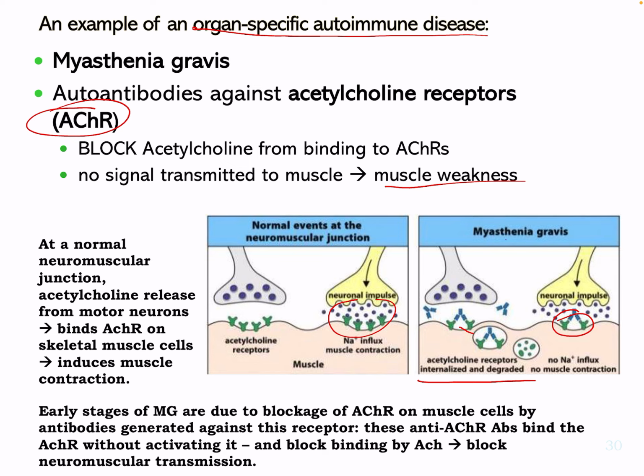So at a normal neuromuscular junction, acetylcholine released from the motor neurons binds to the receptor on the skeletal muscle cells, and this induces muscle contraction. The early stages of myasthenia gravis are due to the blockage of acetylcholine receptors on muscle cells by antibodies generated against this receptor. These anti-acetylcholine receptor antibodies bind to the receptor without activating it. So essentially they block the binding of our normal acetylcholine and block neuromuscular transmission.